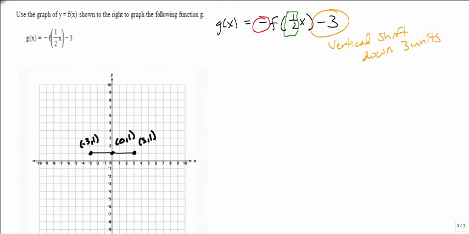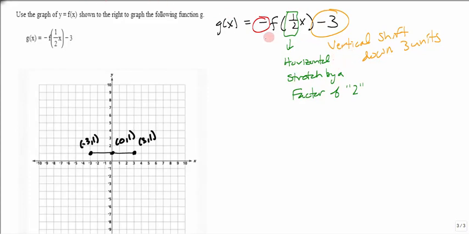Okay, this 1/2, it's inside the argument, so this is going to be a horizontal. Now this is going to be the opposite. You'd think a 1/2 would be a compression, but it's actually going to be a stretch because it's the opposite within the argument. So this is a horizontal stretch by a factor of 1 over 1/2 or 2. You take the reciprocal of 1/2 to get 2.